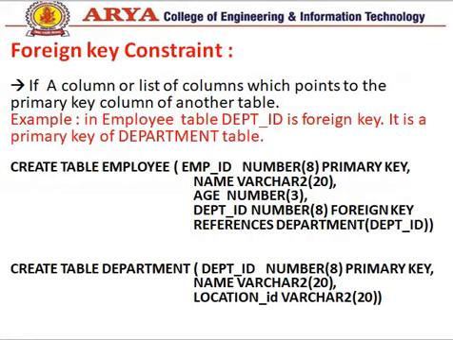A foreign key constraint applies to at least two tables, a parent table and a child table. It is a column or a list of columns which points to the primary key column of another table. If we use two tables, an employee table and a department table, the primary key of the department table is department ID, which can be considered a foreign key in the employee table. In the example, department ID is a foreign key in the employee table; it is the primary key of the department table.